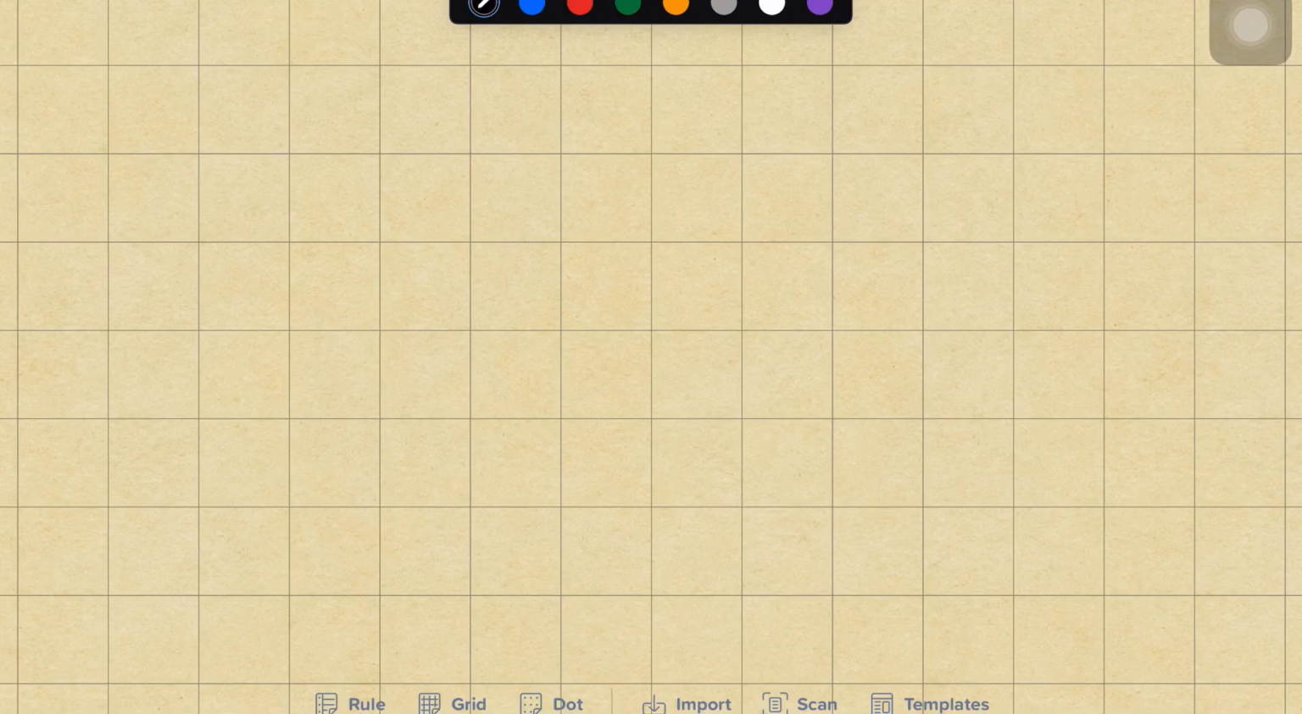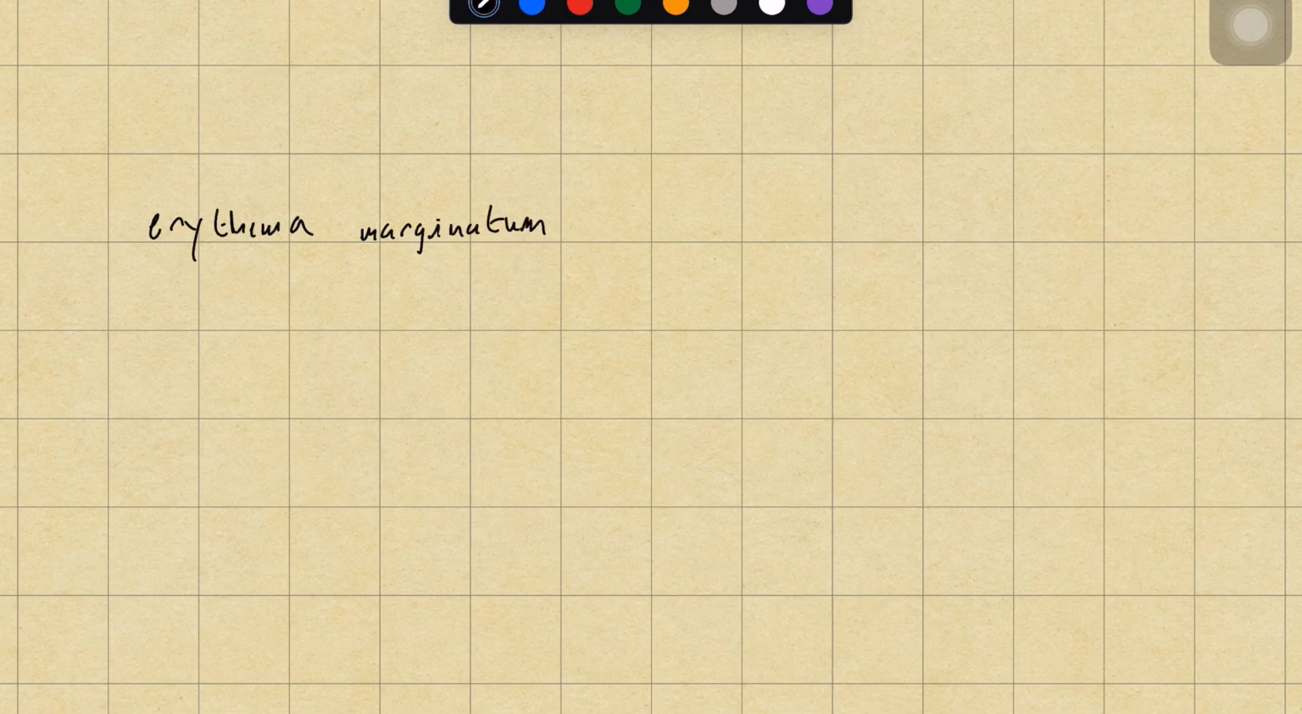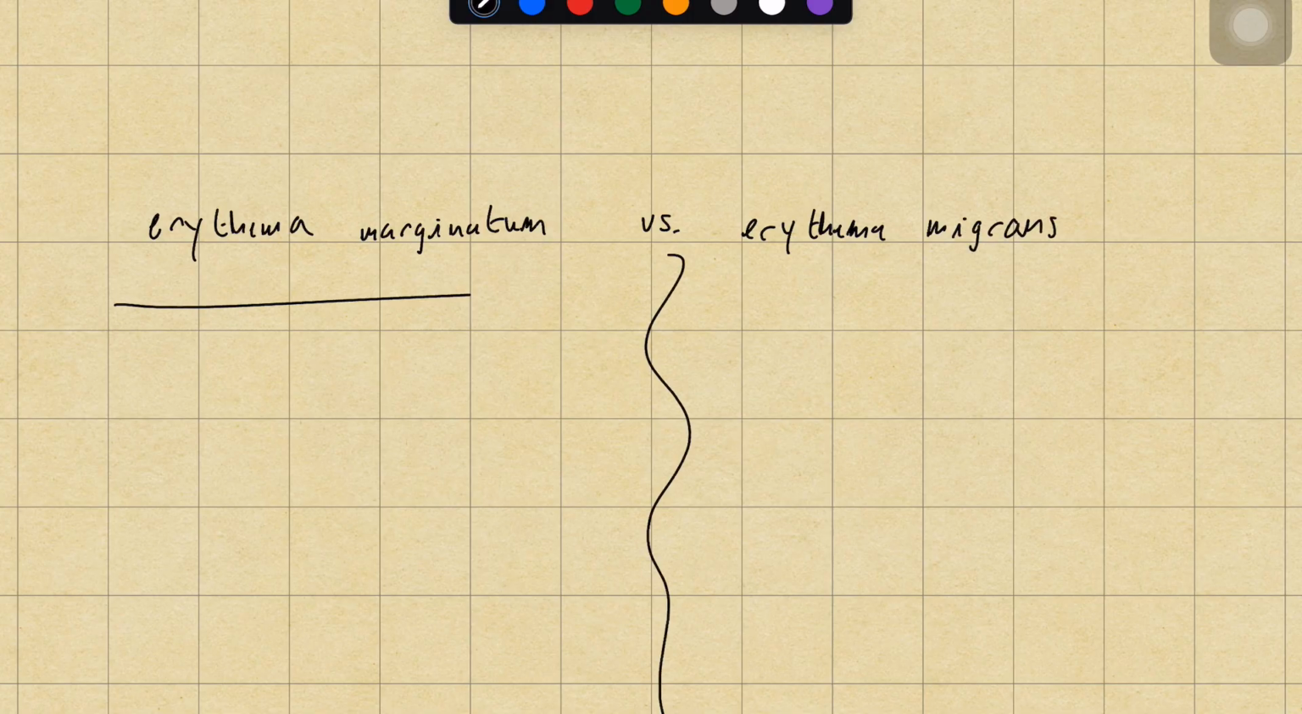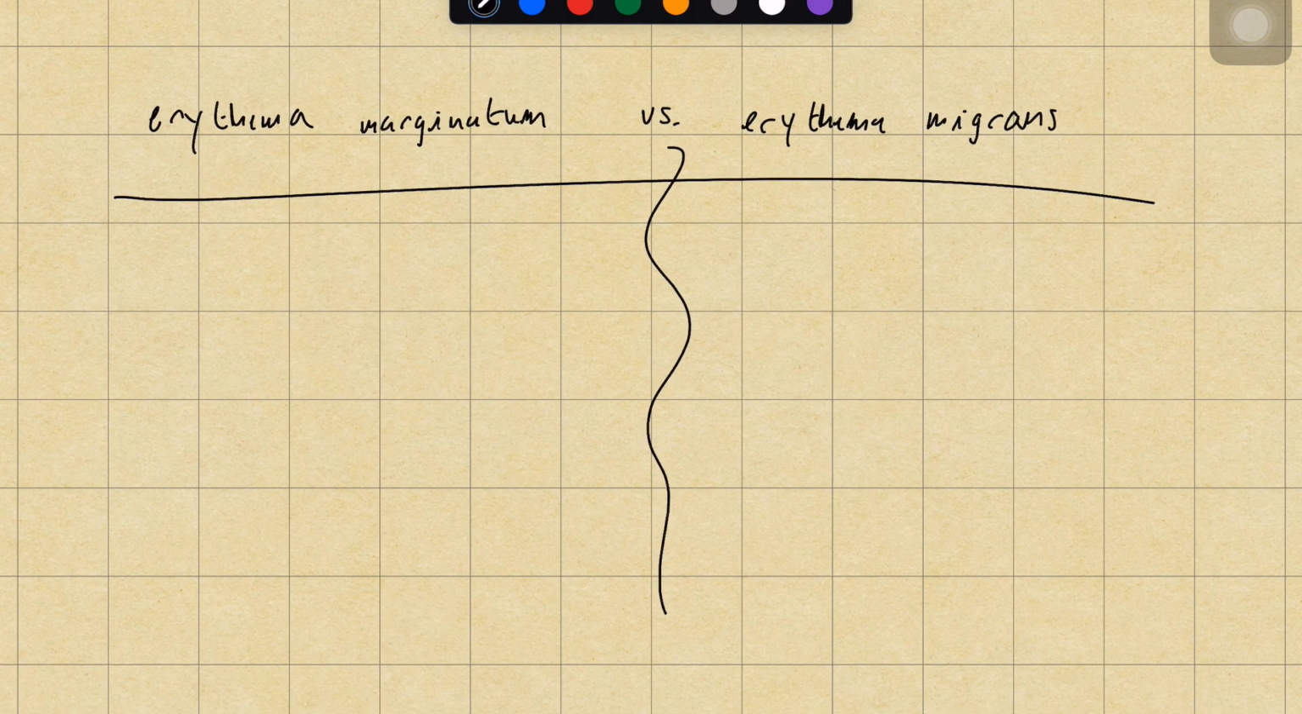Let's go over some of the different erythemas. The first two are Erythema marginatum versus Erythema migrans. Straight off the bat, what we see is that Erythema marginatum and migrans are both annular types, meaning that they appear like a ring on the skin.